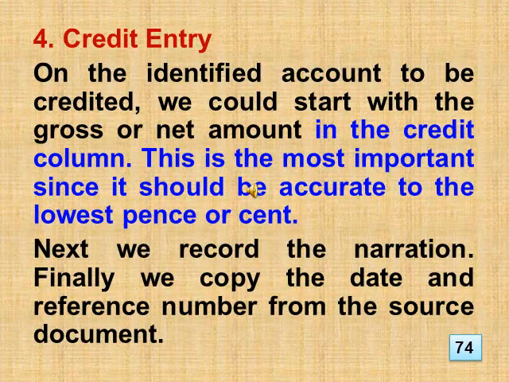4. Credit entry. On the identified account to be credited, we could start with the gross or net amount in the credit column. This is the most important, since it should be accurate to the lowest pence or cent. Next we record the narration. Finally we copy the date and reference number from the source document.